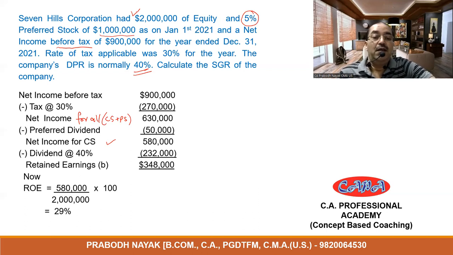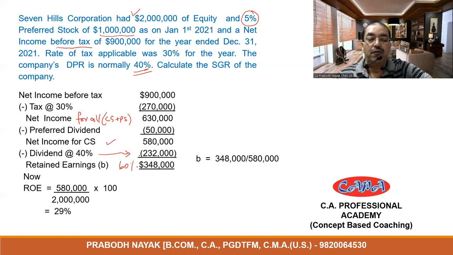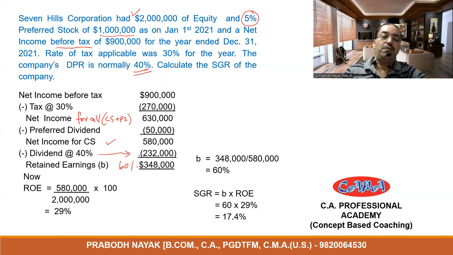How much is B? I can tell you orally, if this is 40%, this has to be 60%, 100 minus 40. But still, I will show the calculation. B is equal to 348 out of 580. So that comes to 60%. Now calculate SGR. B into E, 60% into 29%, that comes to 17.4%. Clear?